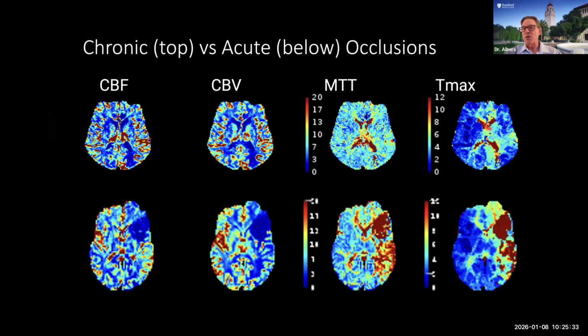So somebody with moya, somebody with a chronic occlusion, you still may have 6-second Tmax delay because this is just showing the delay. But if you've compensated because it's chronic, the MTT will normalize. So this will help you. The CBV and CBF is typically normal, and the chronic occlusions are maybe a little bit increased because of that vasodilatation. So that was a whirlwind tour of how to interpret CTP maps.